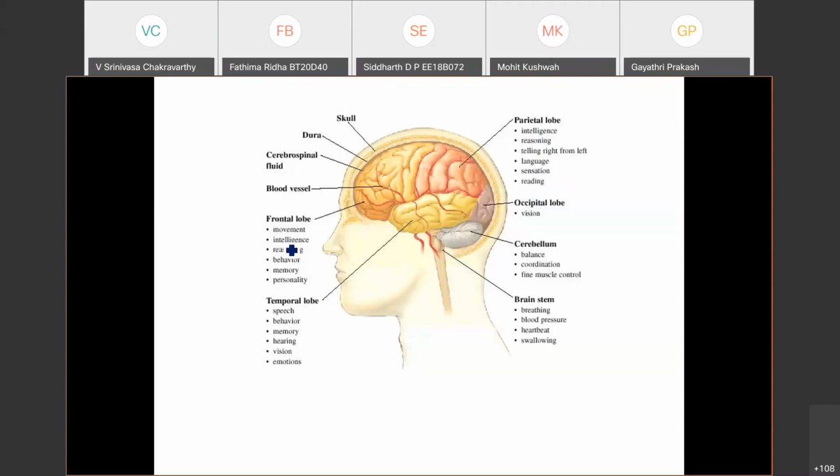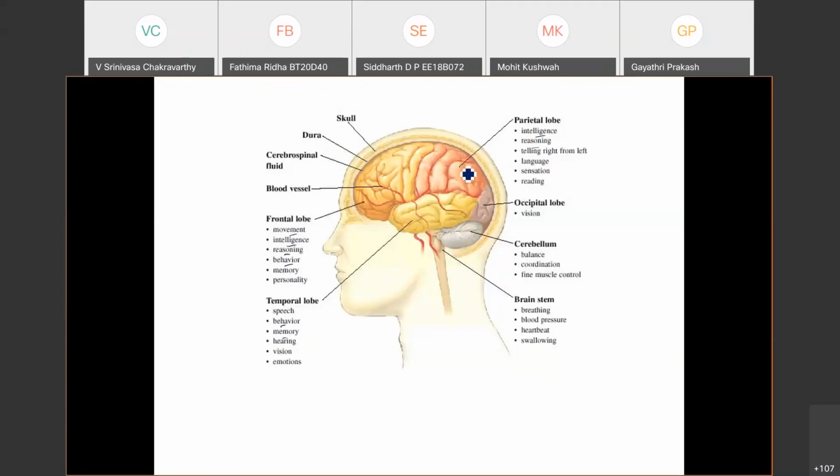The frontal lobe does intelligence, movement, and behavior, and reasoning, whatever that means. The parietal lobe again does intelligence, again does reasoning, but apparently doesn't do behavior. Behavior is done by somebody else. The temporal lobe does behavior and memory, and doesn't do reasoning. The point is, if intelligence is done by the frontal lobe and the parietal lobe, why are both doing the same thing? What's the difference, or what's the connection?